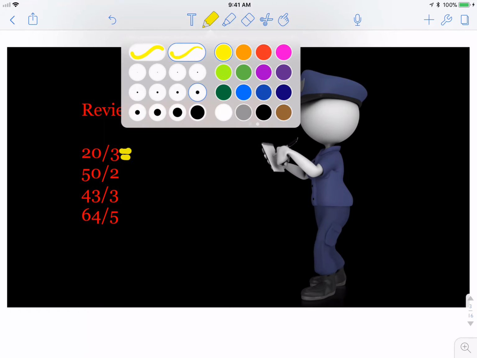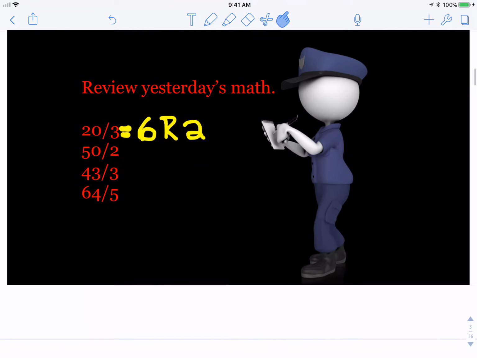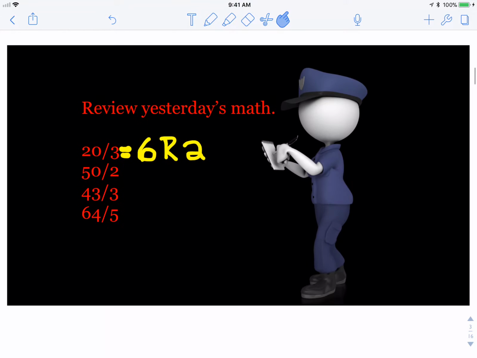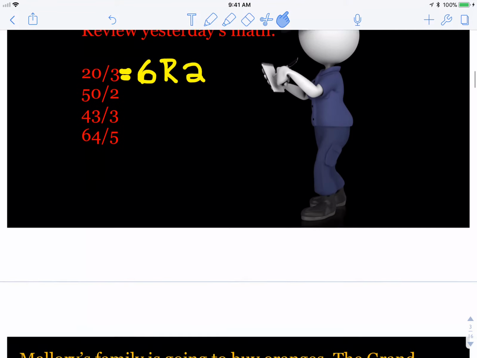let me see if I can get a smaller pencil here. We know our quotient's going to be 6 because 6 times 3 is 18. How many more do we need to get to 20? 20 minus 18 is 2, so it'd be 6, remainder 2. Okay, go ahead and solve the other problems. Use a place value chart if you need to. You can use number bonds, whatever works for you.